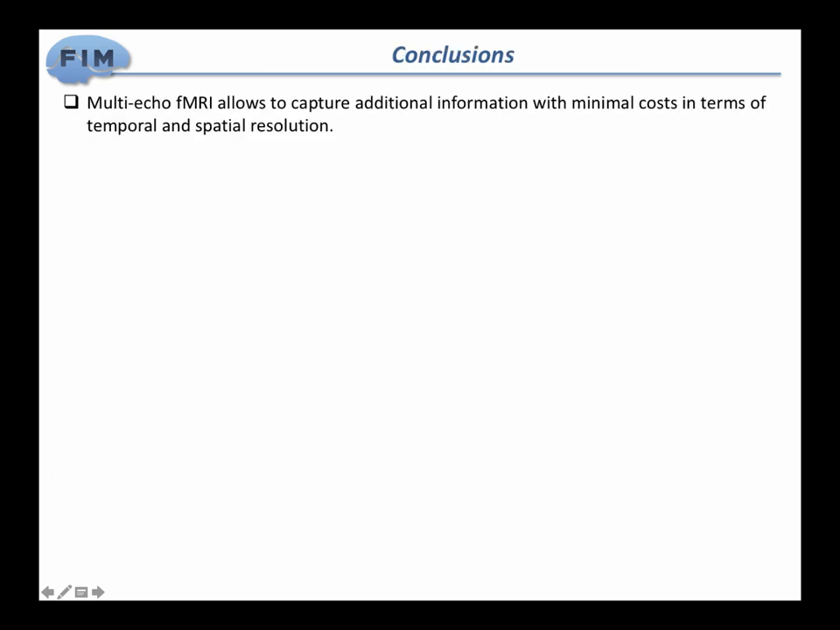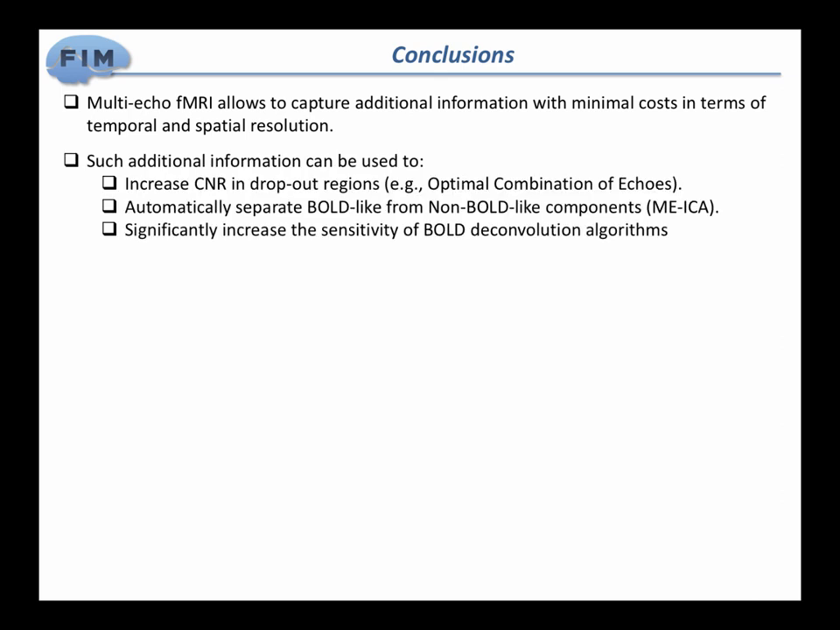So, conclusion: hopefully I have convinced you that multi-echo fMRI allows you to capture additional information with minimal cost for you, and therefore it's something worth doing. Such additional information can be used to increase the CNR in dropout regions, can be used to automatically separate BOLD and non-BOLD components and therefore do automatic denoising with MICA, and can help significantly increase the sensitivity of the deconvolution methods, as I just explained.